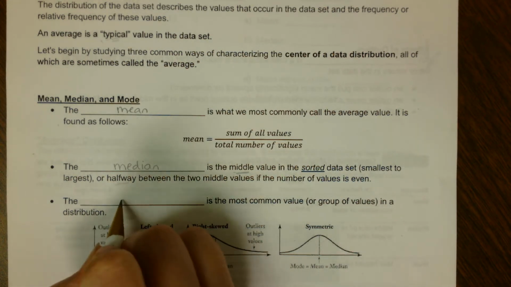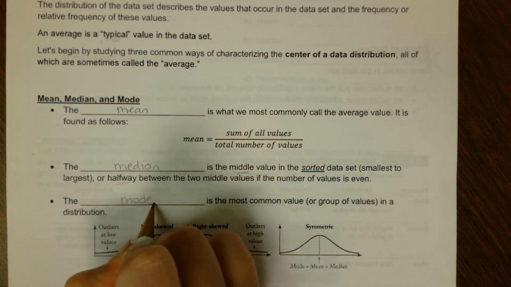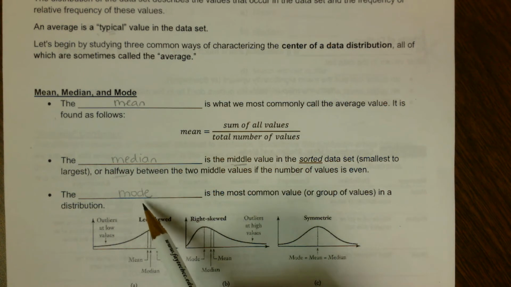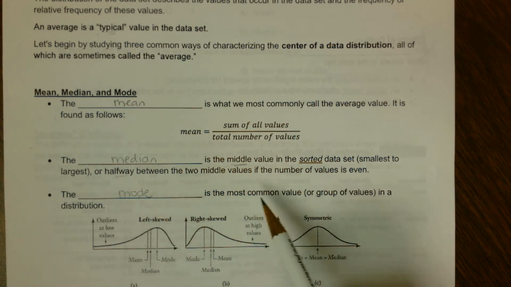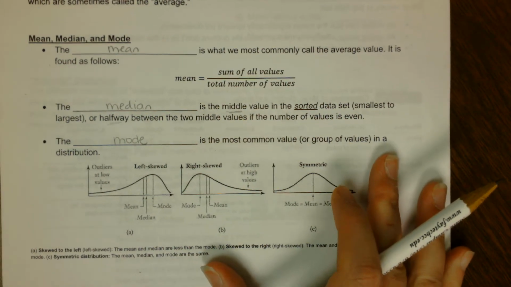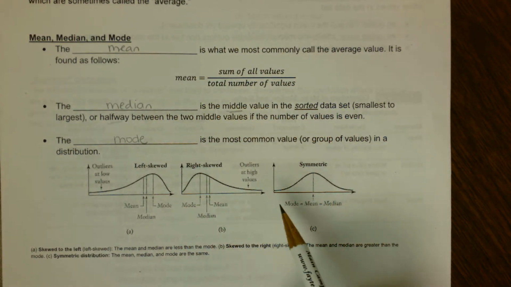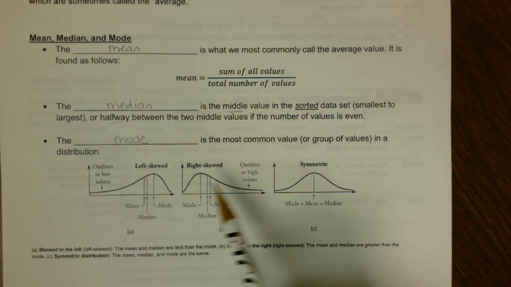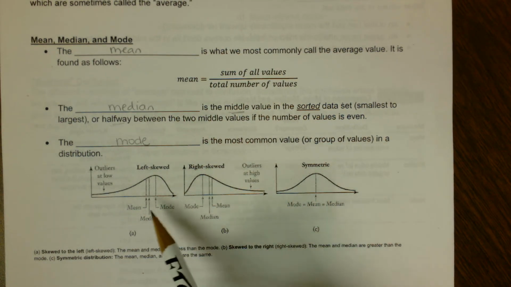Okay, we also have the mode. Now this isn't used very often. Every once in a while this will be used to describe it. This is going to be the most common value in a distribution. So when we talk about distributions, there are three different ways we can describe that. There's left skewed, right skewed, and symmetric.